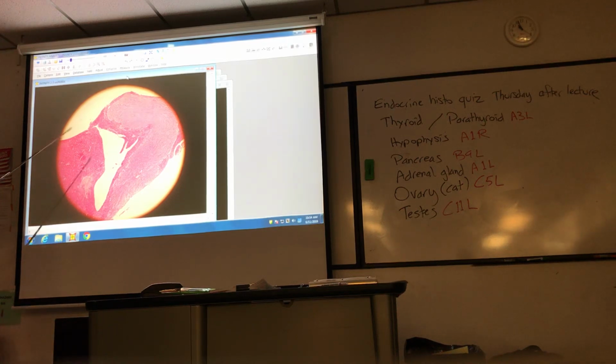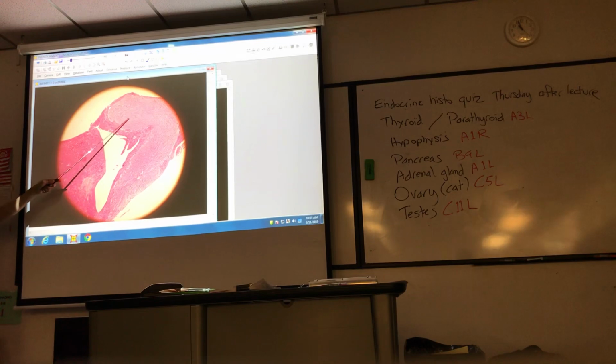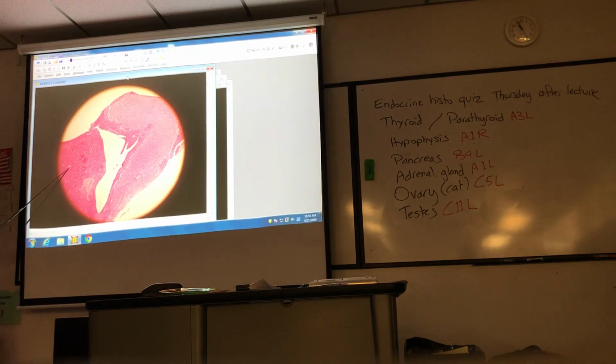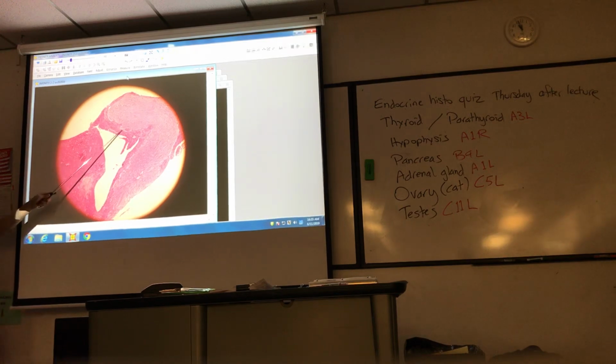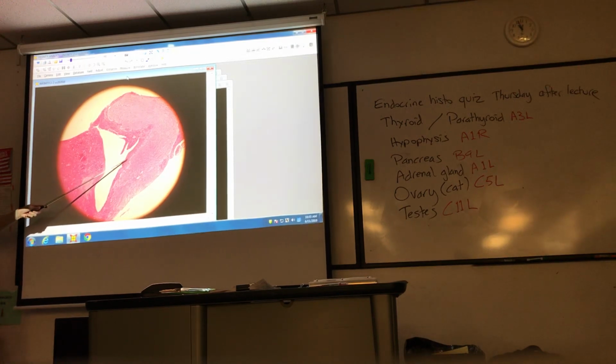If the stain's light and I point over here, put posterior lobe. What about if the stain's the darkest? Anterior pituitary or anterior lobe. This one in the middle, stains intermediate, pars intermedia.